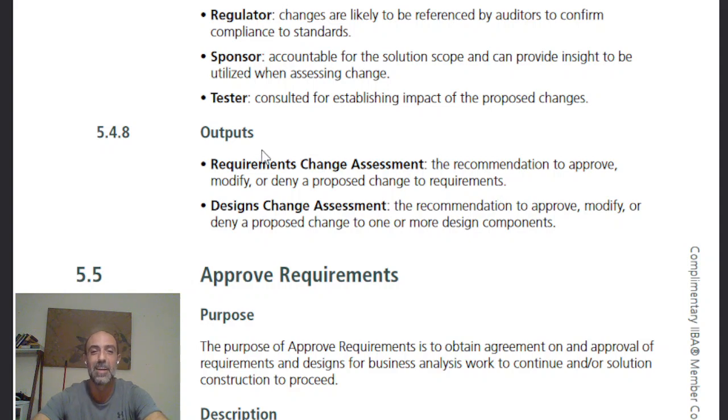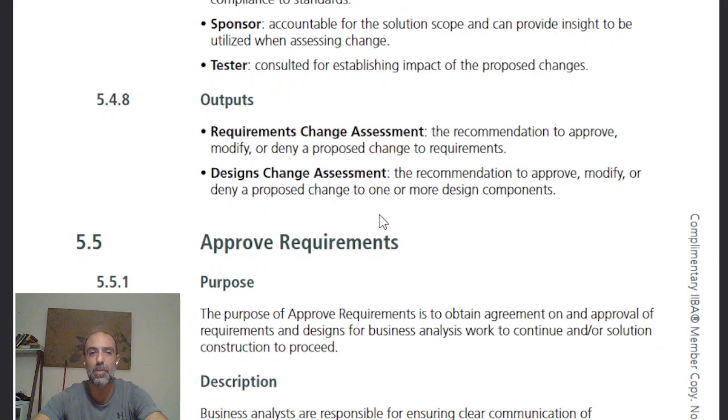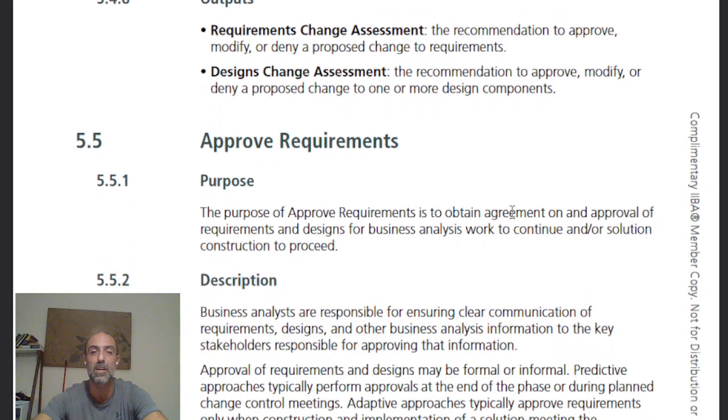Oh, and outputs. What are the outputs of this? Requirements change assessment, the recommendation to approve, modify, or deny proposed change to requirements. Design change assessment, which is the recommendation to approve, modify, or deny a proposed change to one or more design requirements. So basically, we get an assessment of every single one of these documentations. The requirements and designs, remember, they're married at the waist.